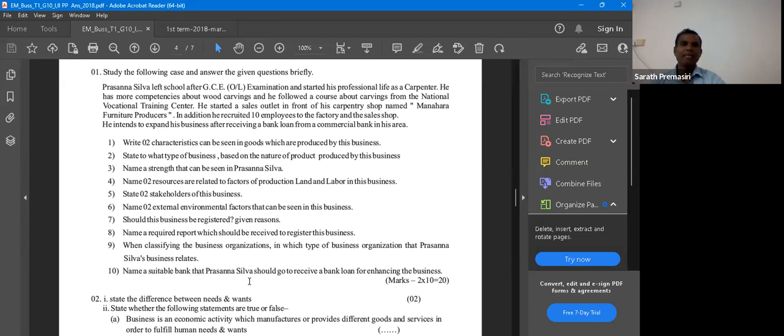Name a suitable bank that Prasanna Silva should go to receive the bank loan. Prasanna Silva can go to Sampath Bank, National Bank, Bank of Ceylon, People's Bank. Write a comprehensive explanation for this question.